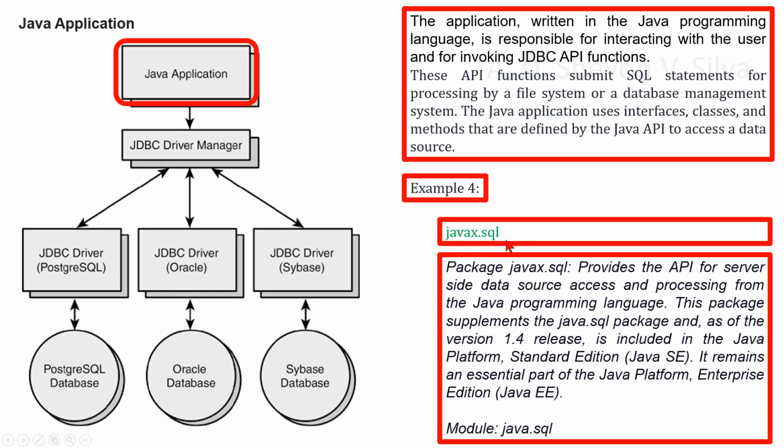As an example 4, we can consider the package javax.sql, which provides the API for server-side data source access and processing from the Java programming language. This package supplements the java.sql package, and as of the version 1.4 release is included in the Java Platform Standard Edition, Java SE. It remains an essential part of the Java Platform Enterprise Edition, Java EE. This package is in the module java.sql.